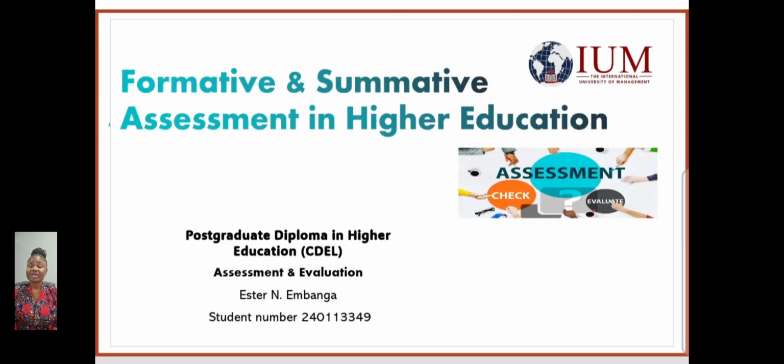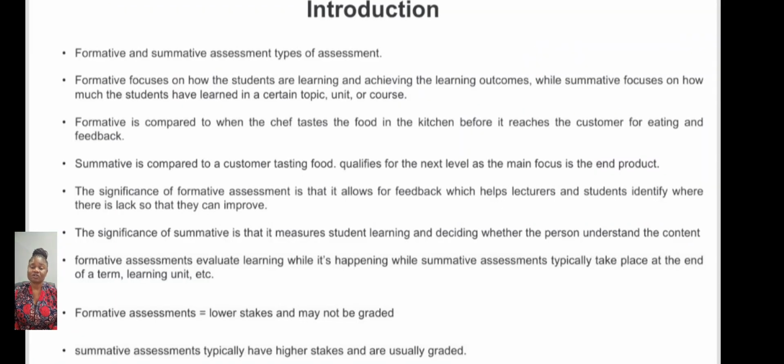Hi, today we are discussing the two types of assessments, namely the formative and summative assessment. Now, the formative focuses on how the students are learning and achieving the learning outcomes, while summative focuses on how much the students have learned in a certain topic, unit or course. This means that formative happens throughout the process, while summative happens at the end of the learning process.